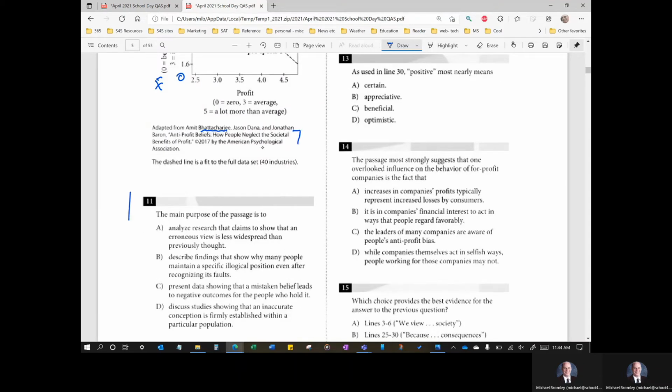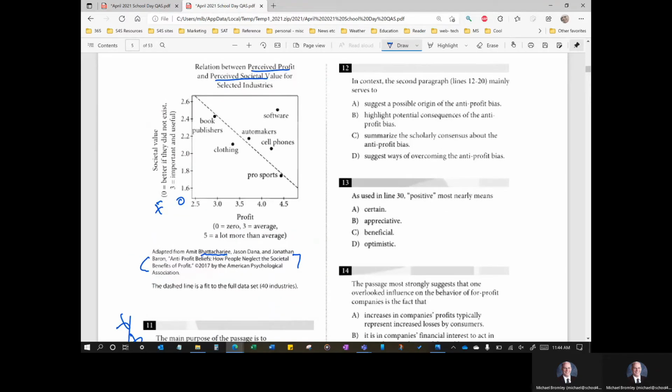Anti-profit beliefs, how people neglect the societal benefits of profit. All right. The main purpose, this doesn't tell me any information. I'll do this one last, by the way, because I'll learn more about the text while I continue. The second paragraph mainly serves for a reason.